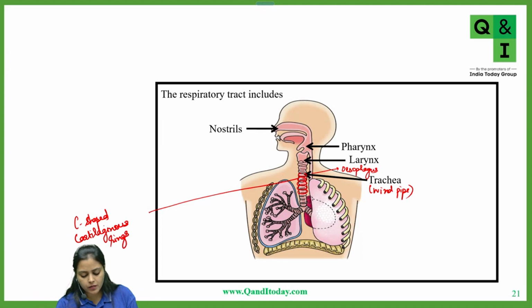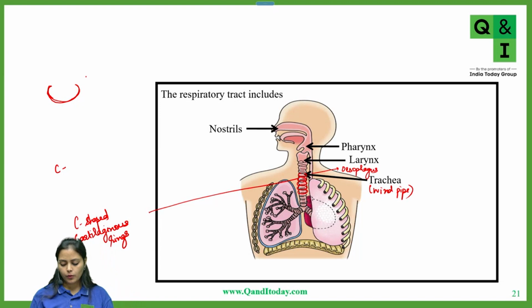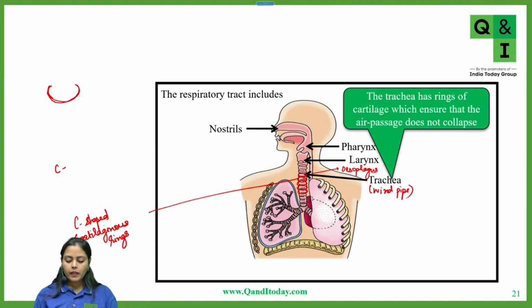C-shaped cartilaginous rings. What do you mean by C-shaped? C-shaped basically refers to the incomplete cartilaginous rings. The complete would be like this. However, if you're removing some portion of it, then it will be C-shaped like this. Incomplete cartilaginous rings. Okay. So the trachea has rings of cartilage.